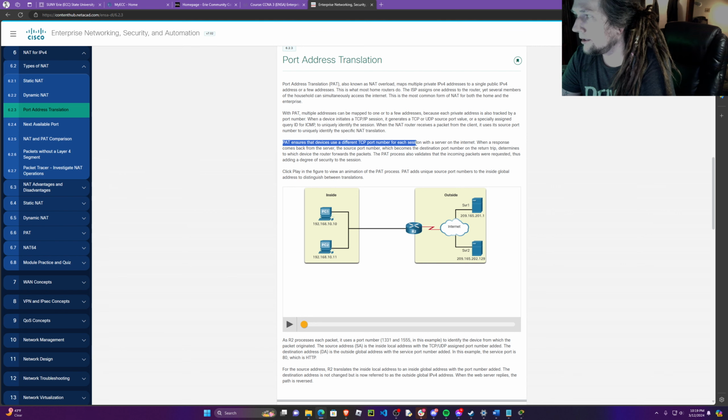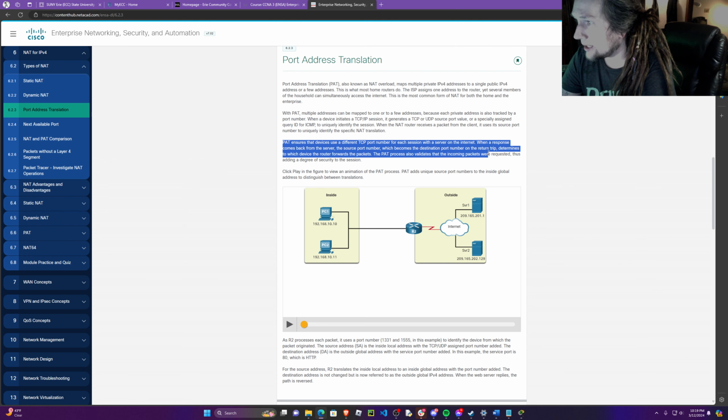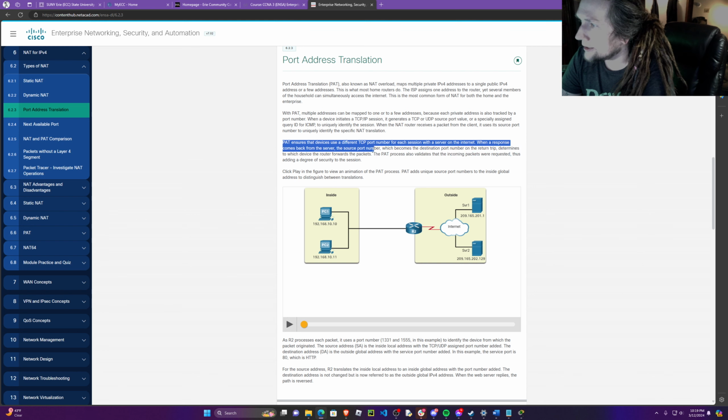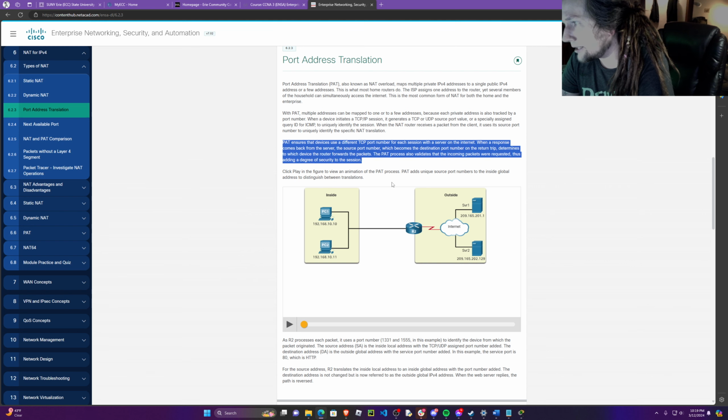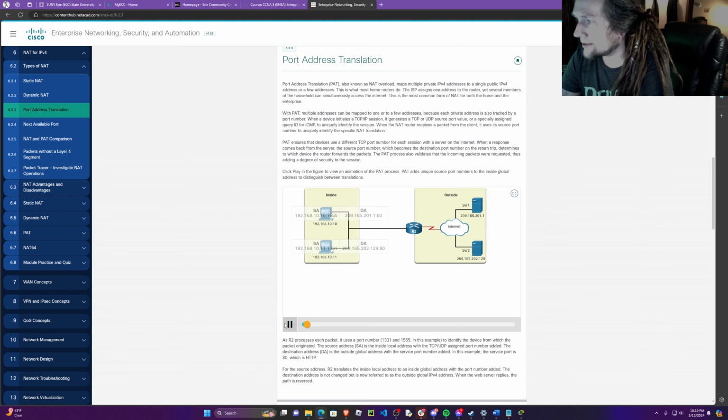the internet. When a response comes back from the server, the source port number, which becomes the destination port number on the return trip, determines to which device the router forwards the packets. The PAT process also validates that the incoming packets were requested, thus adding a degree of security to the session. Click play in the figure to view an animation of the PAT process. PAT adds unique source numbers to the inside global address to distinguish between transitions. Right, check this out.